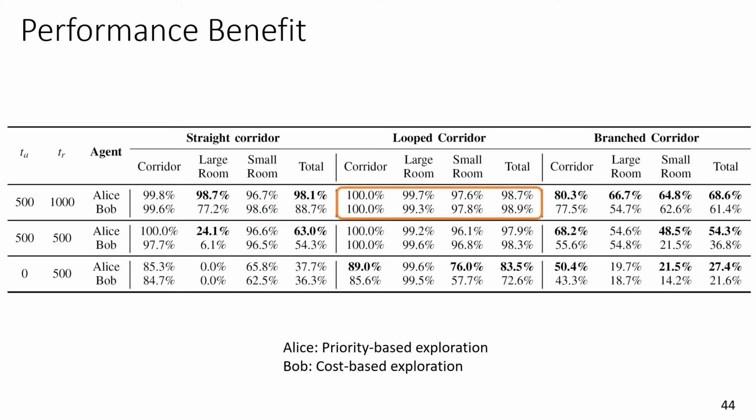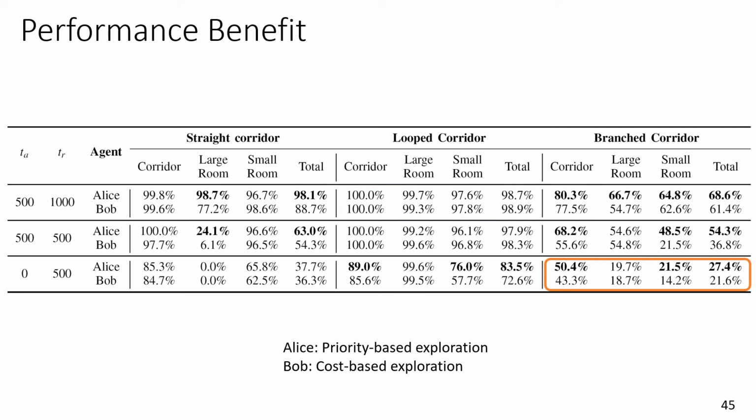The second set of highlighted results is for the looped corridor environment, which has a long exploration time of 1500 seconds, with a deadline of 1000 seconds imposed after 500 seconds of initial exploration. Here, Alice and Bob have very similar performances. This happens when the available total exploration time is sufficient to explore almost the entire environment.